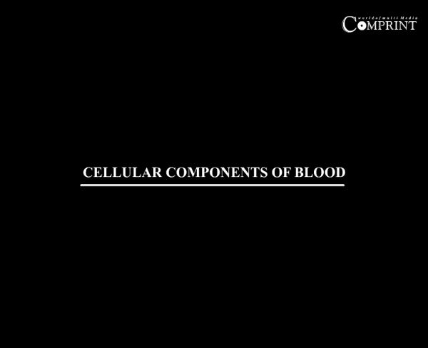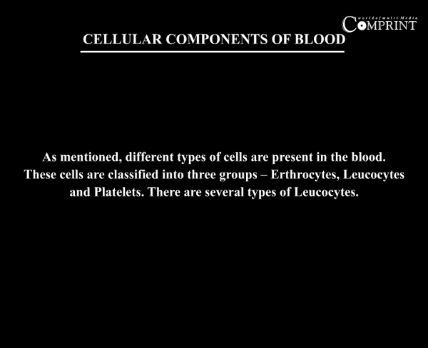Cellular components of blood. As mentioned, different types of cells are present in the blood. These cells are classified into three groups: erythrocytes, leukocytes, and platelets. There are several types of leukocytes.